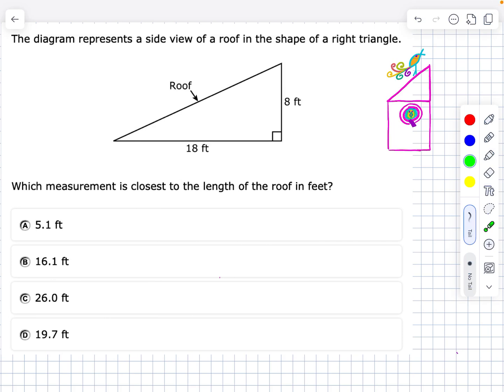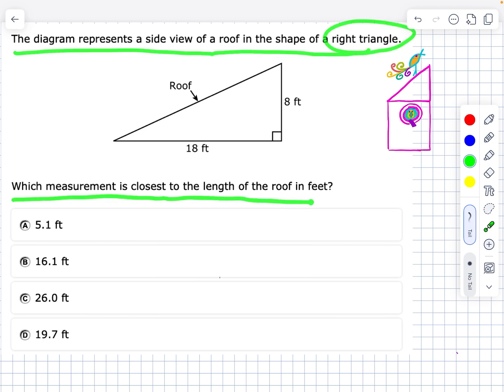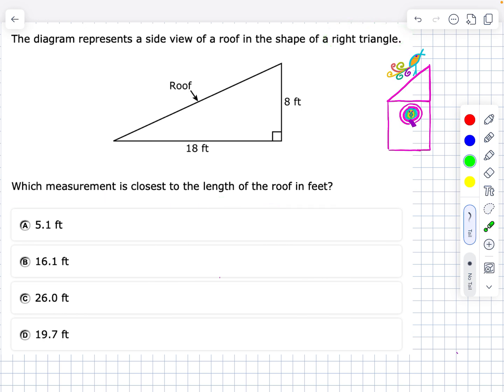All right. The diagram represents a side view of a roof in the shape of a right triangle. Which measurement is closest to the length of the roof in feet? Okay, so hopefully when you see this term right triangle, you think about the Pythagorean theorem.